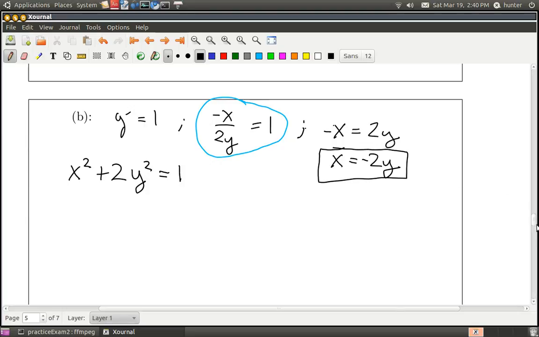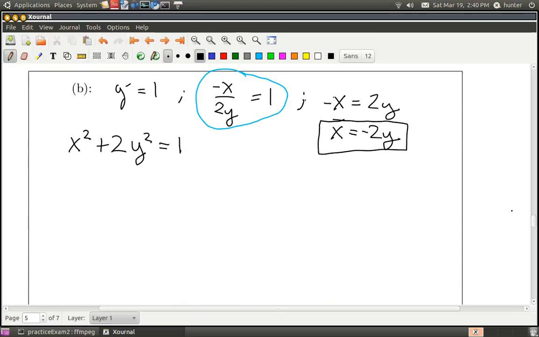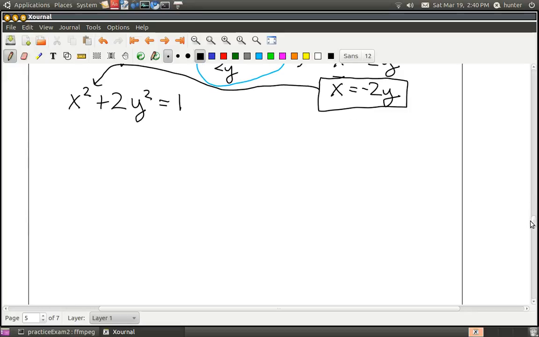So just to make sure I'm not crazy, let's go back up and make sure that's the ellipse. Yes. Okay, so now what I'm going to do is substitute this in for x, and that will give me an equation in one variable which I can solve. So what happens when I plug that value in for x? I get 4y squared plus 2y squared is equal to 1, and so this is the same thing as saying that 6y squared is equal to 1.